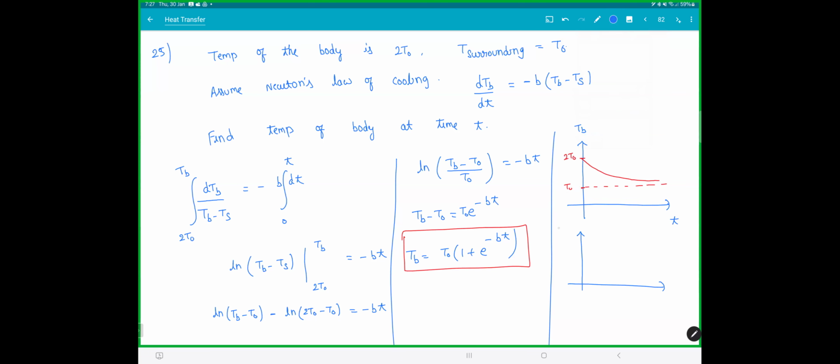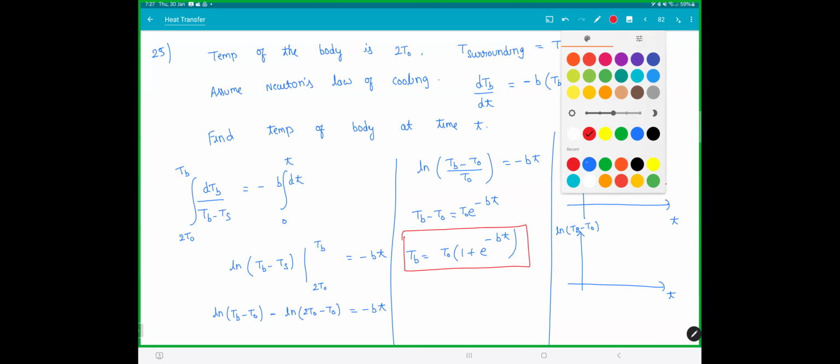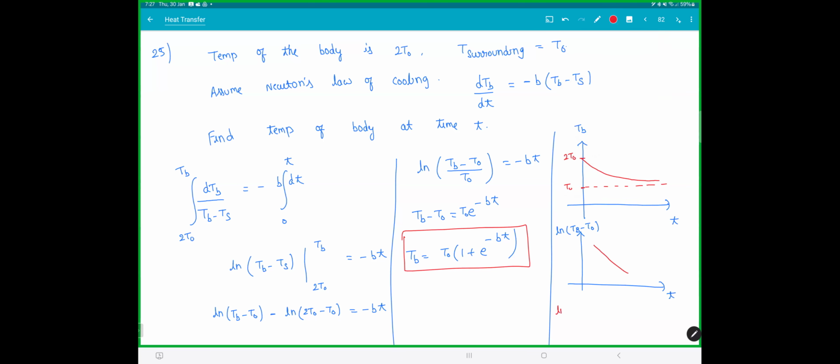But if they ask you to draw the graph of ln (TB minus T naught) versus time, you will actually see a straight line. That's because ln (TB minus T naught) is minus Bt plus ln T naught. This looks like y is equal to minus mx plus c. It's a straight line. So you have to be careful which graph is being asked. If I ask you TB versus time, then it is an exponential decay. If it is an ln versus t graph, it's a straight line. Graphs are actually pretty good questions. They used to ask such things.